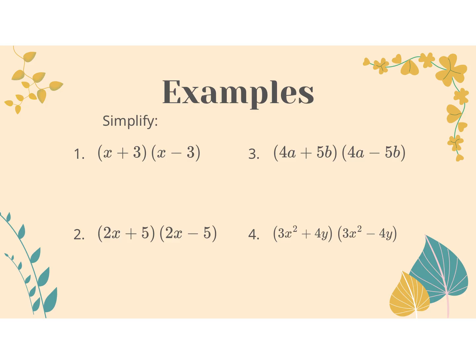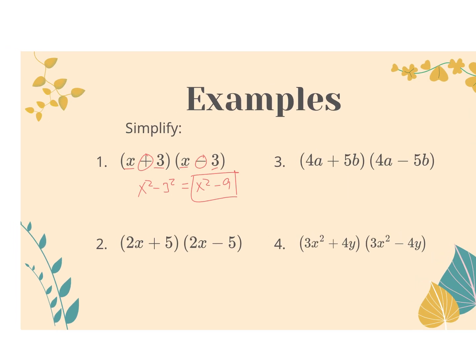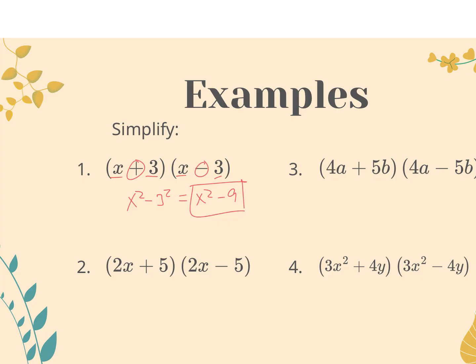Shouldn't be too difficult. I have an x and an x, a 3 and a 3. One has a plus, one has a minus, so it's going to be x squared minus 3 squared, so x squared minus 9. And that's using your special product. Now, if you didn't understand that, you can, of course, just FOIL it. First times first, that's x squared. Outer times the outer, that's negative 3x. Inner times the inner, that's plus 3x. And last times the last, that's minus 9. The middle two terms cancel out, and so you're left with x squared minus 9.